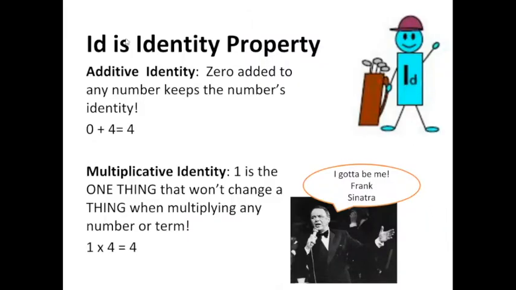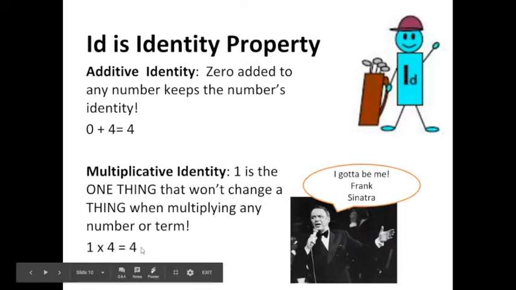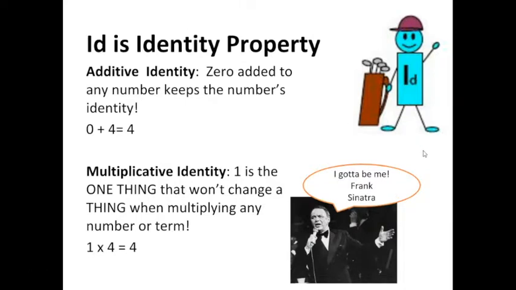ID is the identity property. The additive identity, the thing that we add and keep the same, is when you add 0. Anything plus 0 stays what it was to begin with. Multiplicative identity: 1 is the one thing that won't change a thing when multiplying any number or term. 1 times 4 is just 4. And here we've got Frank Sinatra saying, I just gotta be me. Identity is who you are, so it stays the same.